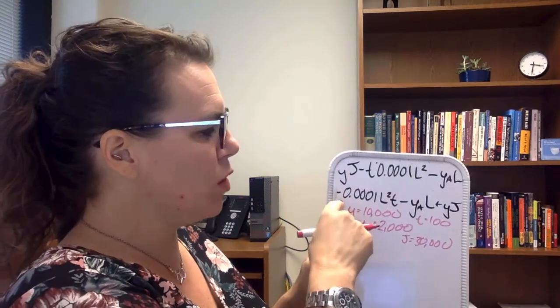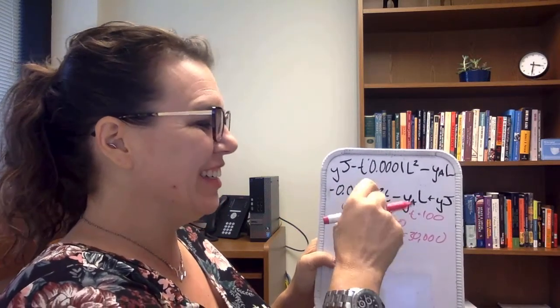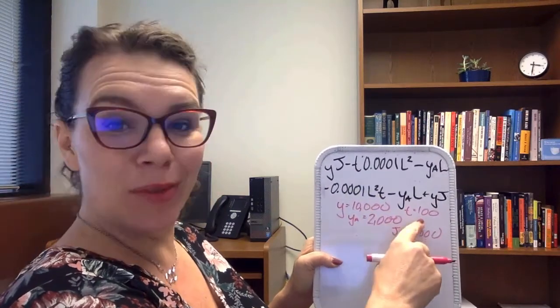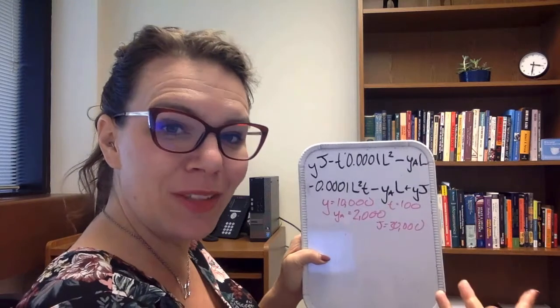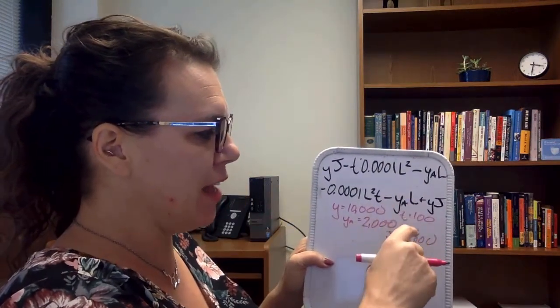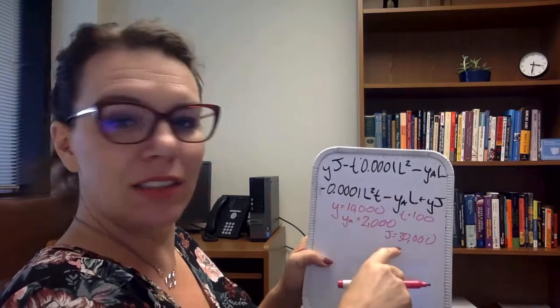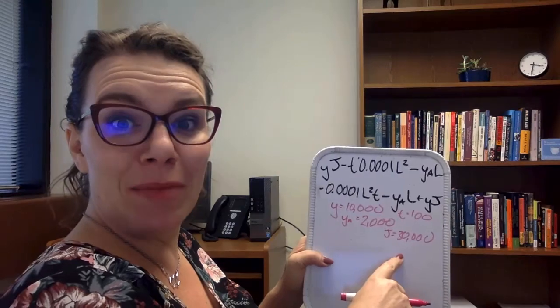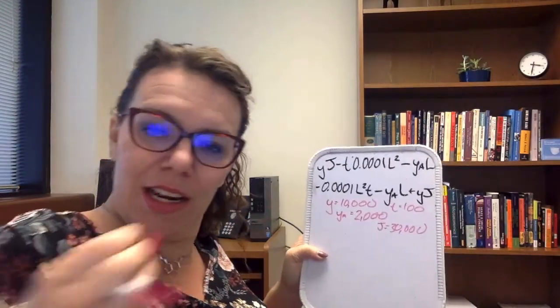So now this becomes negative 0.0001 L squared times 100. So that's going to simplify down to negative 0.01 L squared. YA is going to be 2,000 times L. And then here we're going to have YJ, which is going to be 10,000 times 30,000. That's going to be a little unwieldy, right? So what we're going to get when we add those in, give me a sec.